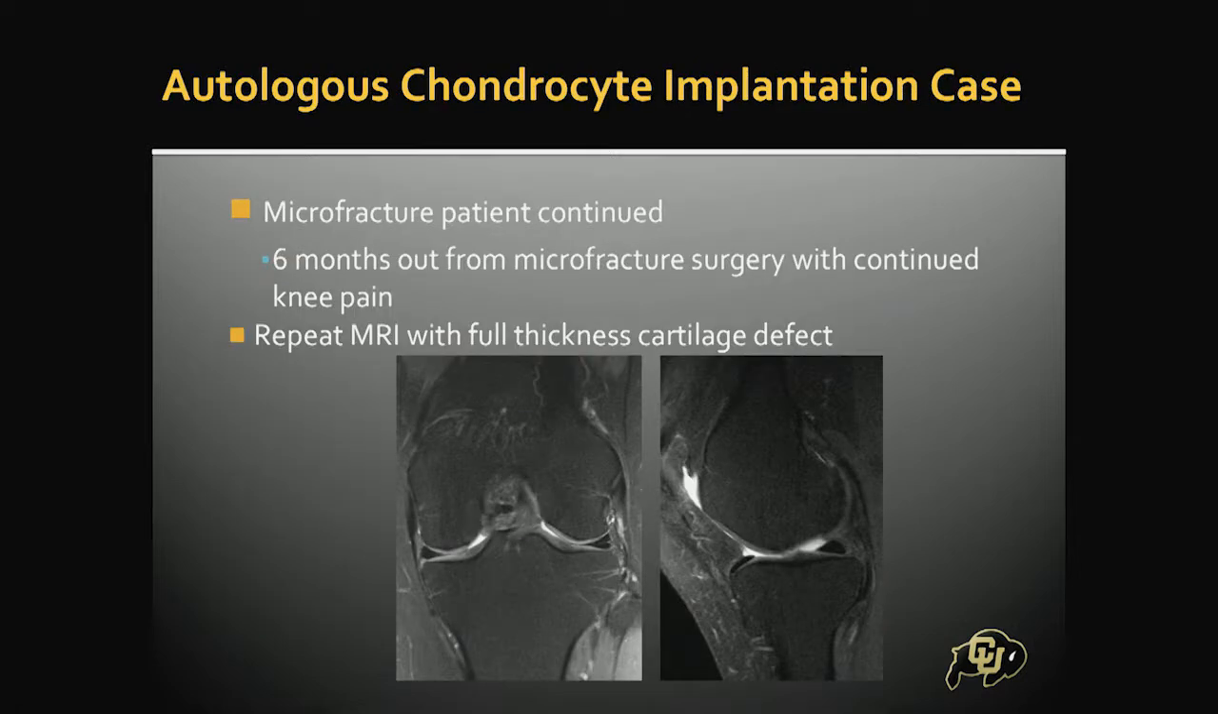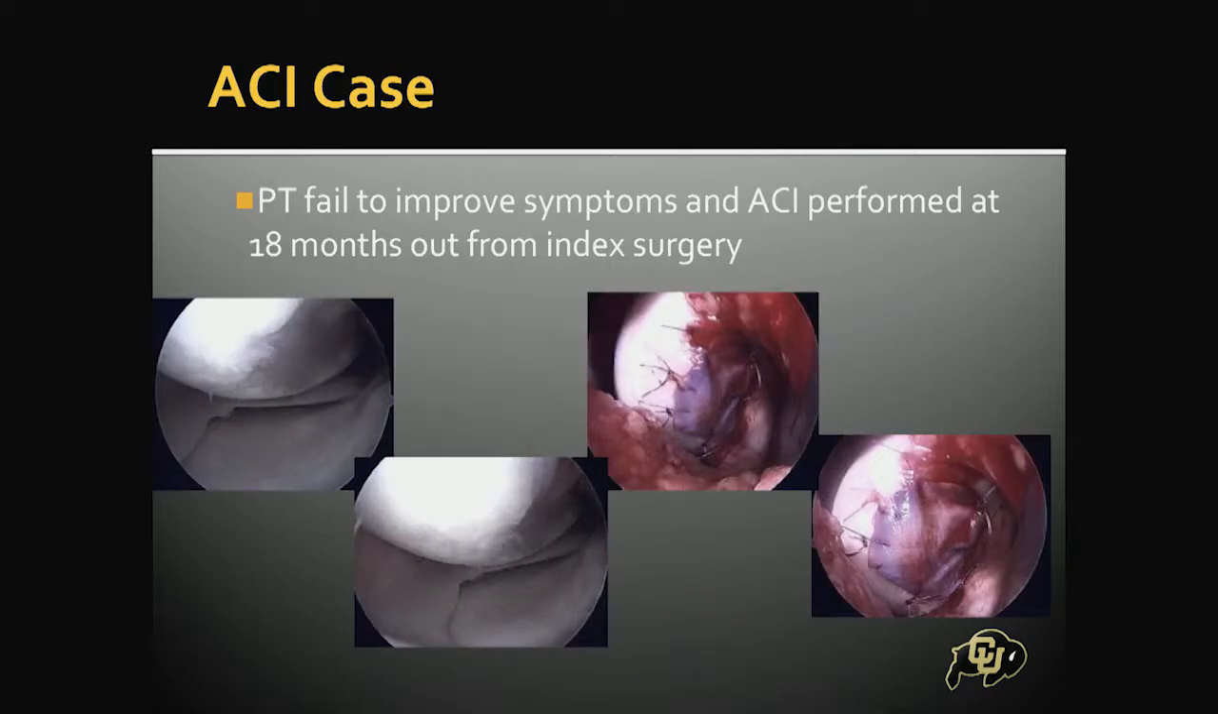So picking up where we left off with this patient brings us to our next surgical technique, which is autologous chondrocyte implantation. So again, she was 6 months out. She didn't have fibrocartilage fill of this cartilage defect, and she decided she'd try physical therapy again, but ultimately at 18 months out from her index surgery, she did have ACI. And these are the intraoperative photos showing the periosteal patch placed at the time of surgery.